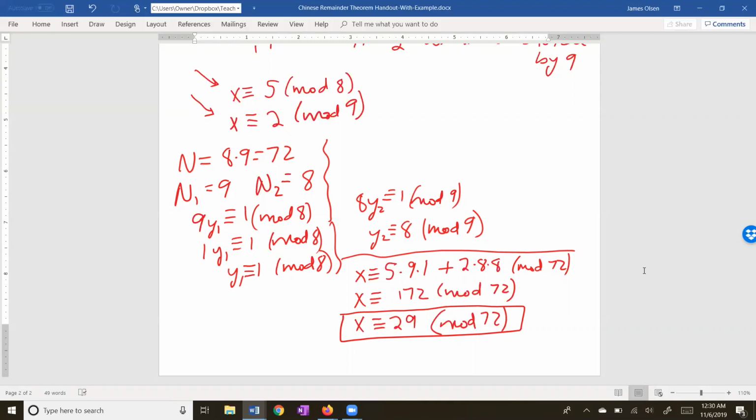Add another 72, and we're back to, I think I've got a small mistake here. Yes, I do have a mistake. I wrote down the wrong number from my calculator. So let me fix the 172. It should be 173. 173 works. You could put 173 and add another 72 on that. All of those are going to be solutions.